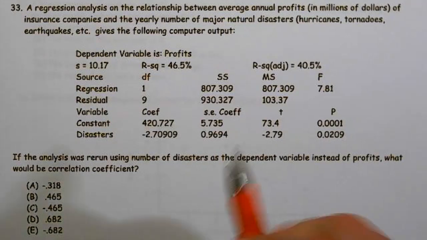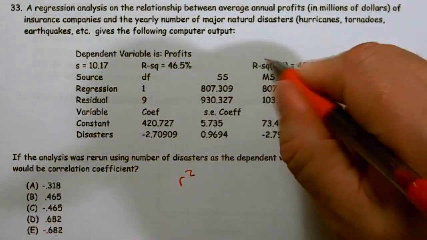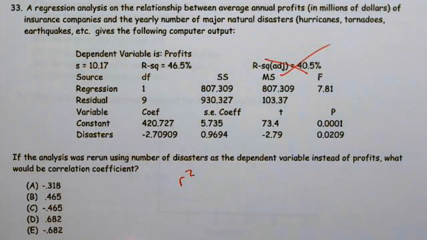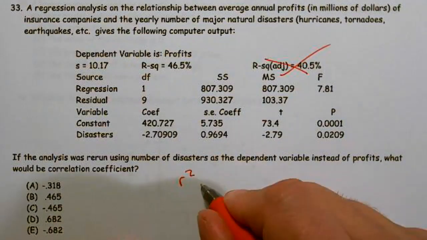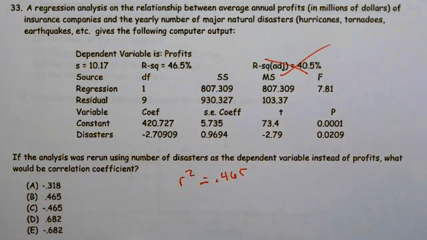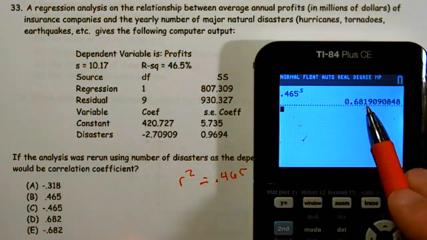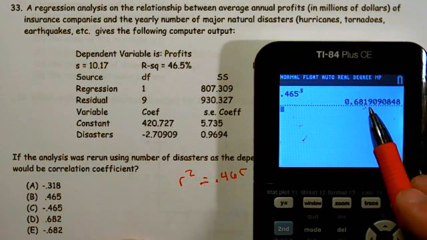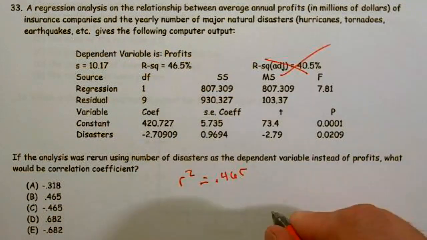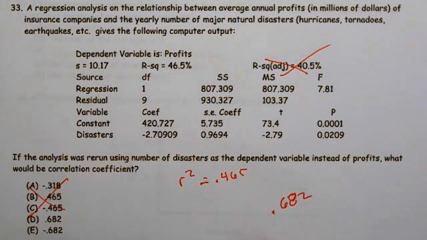Well, how do we do that? Well, we know R squared, and we never use R squared adjusted for this course; it's something else. We know R squared equals 0.465. So I'm going to take the square root of R squared, 0.465, and raise it to the half power. And I end up getting 0.682. All right, so we're dealing with a 0.682, which gets rid of A, B, and C. So we're looking at D and E.